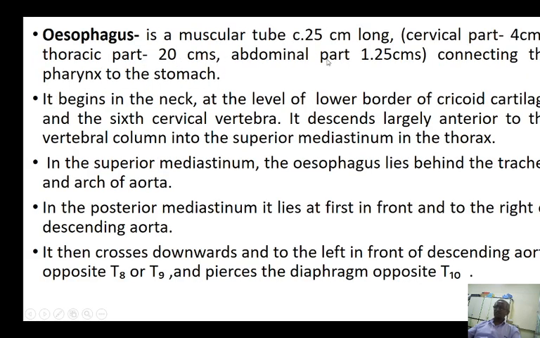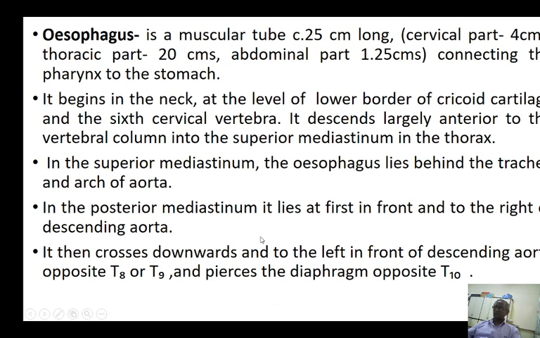Okay, structures. The first and anterior structure is the esophagus. It's a muscular tube, 25 centimeters long: cervical part 4 centimeters, thoracic part 20 centimeters, and abdominal part 1.25 centimeters, connecting the pharynx to the stomach. It begins in the neck at the level of the lower part of the cricoid cartilage and the 6th cervical vertebra. It descends largely anterior to the vertebral column into the superior mediastinum in the thorax.